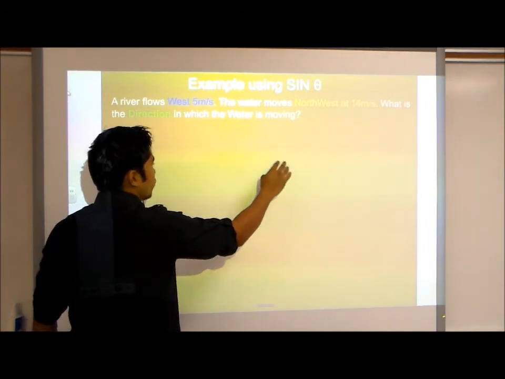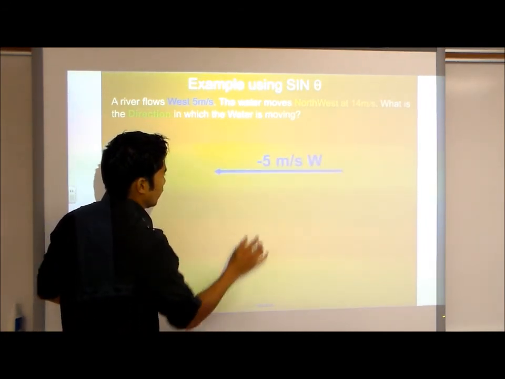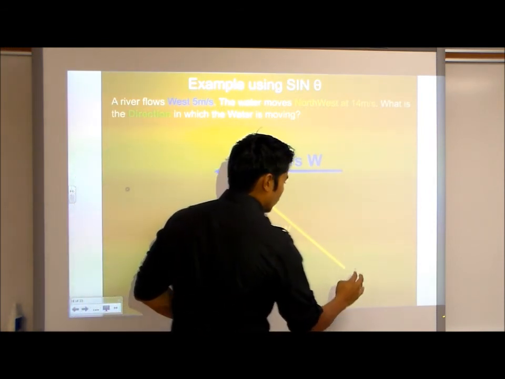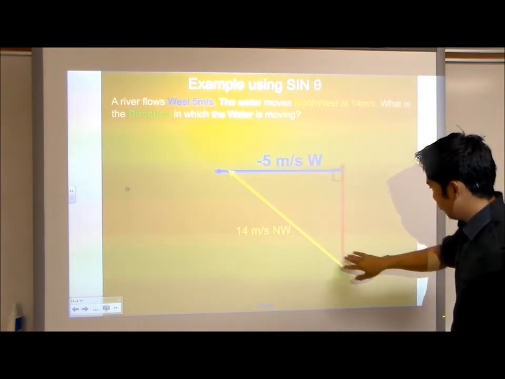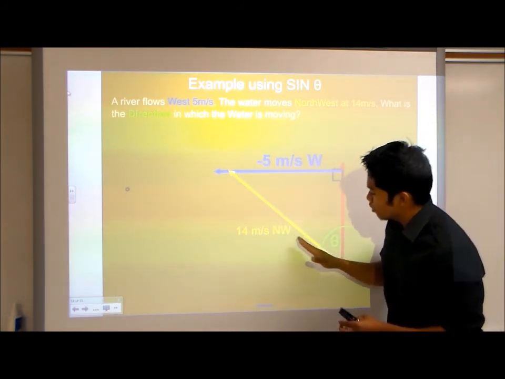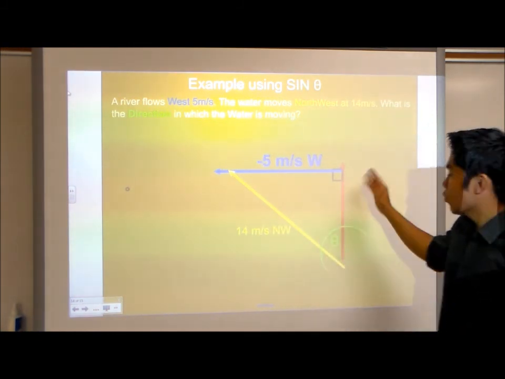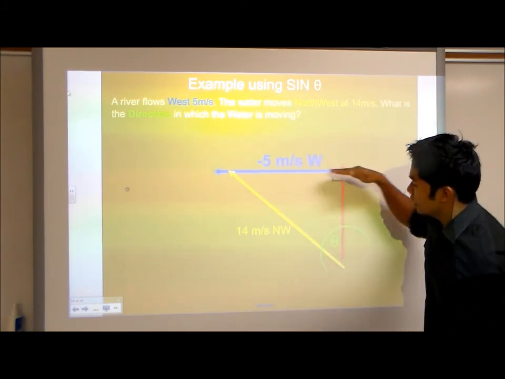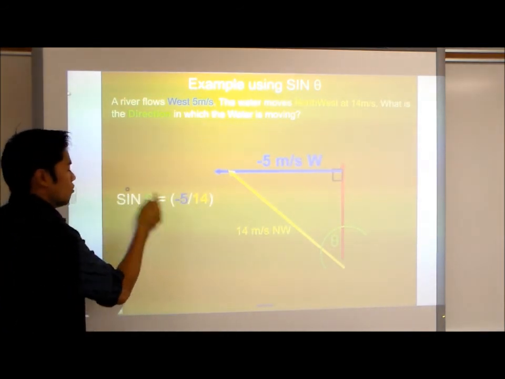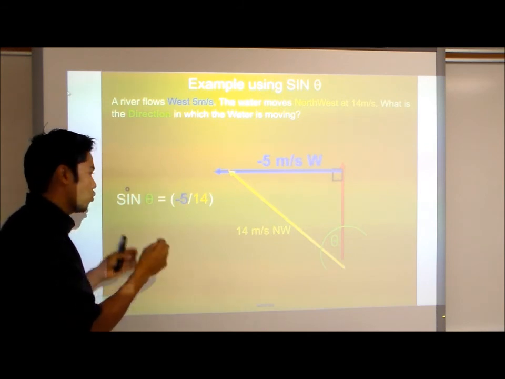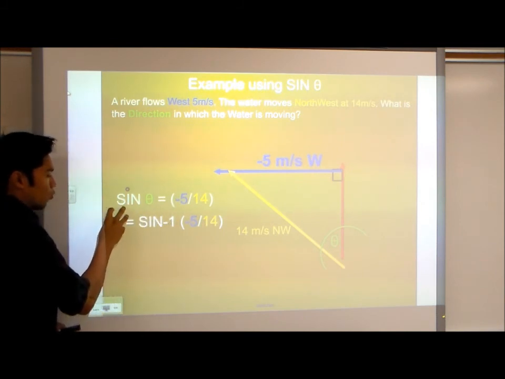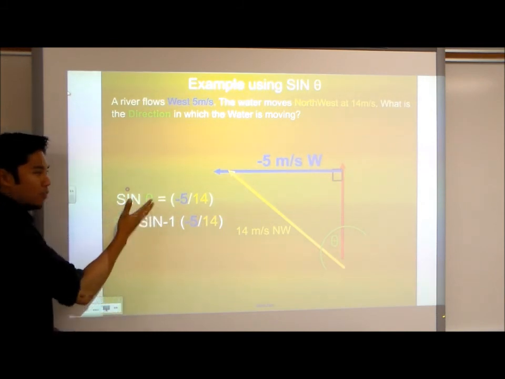Okay, so let's go ahead and get this out of the way. We have a river that flows west, but the water is actually moving northwest. And we want to find the direction, or the angle, at which this is moving. So we need to find the angle or the direction that this is moving at 14 meters per second. If this is our angle, we have an opposite leg over here and a hypotenuse, and we just simply plug those into our sine function. We don't know the angle, but remember, we're going to have to use the inverse, or the negative exponent, in order to figure out what theta is, because we have to divide both sides by sine.